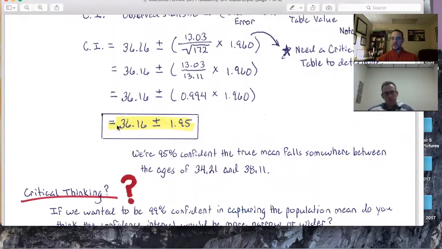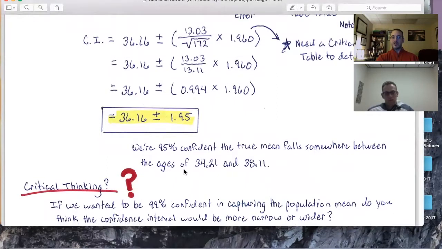A lot of times with a confidence interval, you might just see it reported this way: a 95% confidence interval is exactly this. Other times they will say that we are 95% confident that the true mean falls somewhere between the ages of 34.21 and 38.11. Does that make sense how they came up with those two numbers? Yeah, they just subtracted and added 1.95 from 36.16.